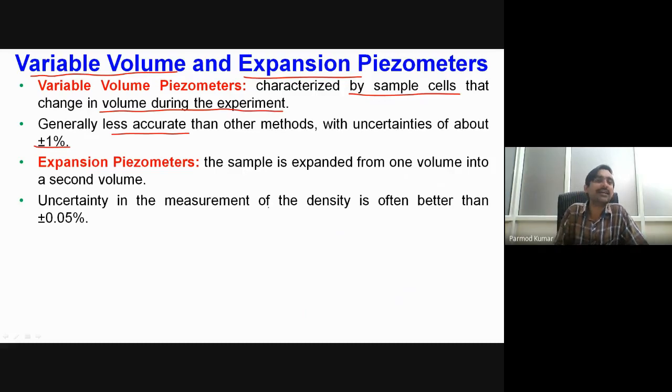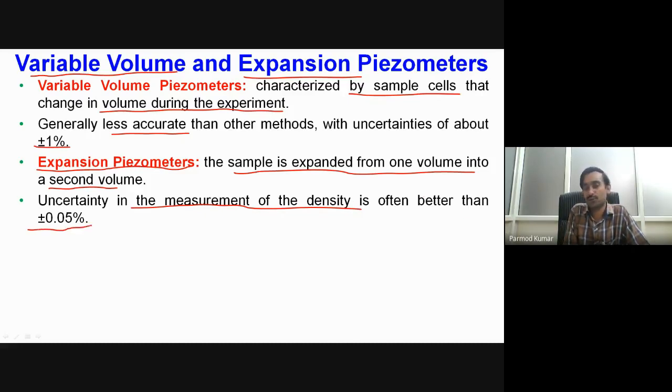Okay. Then another type of device is called an expansion pycnometer, and it is particularly employed for measuring the density of high temperature gases. Okay, so over here, high temperature or high pressure gases. What is done here is that the sample is expanded from one volume into a second volume, and the uncertainty in the measurement of the density is often better than plus or minus 0.015%.